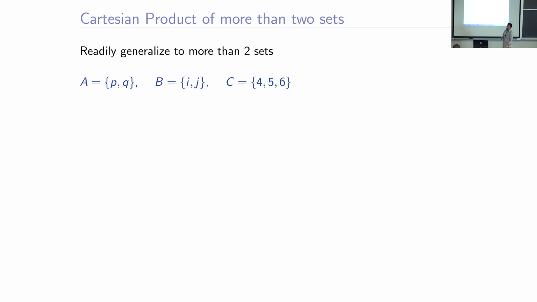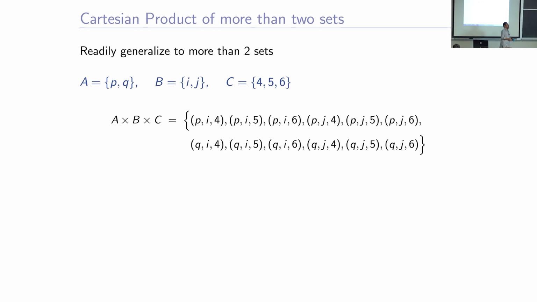So, what will be A cross B cross C? Pi4, Pi5, Pi6, Pj4, Pj5, Pj6, Qi4, Qi5, Qi6, Qj4, Qj5, Qj6.